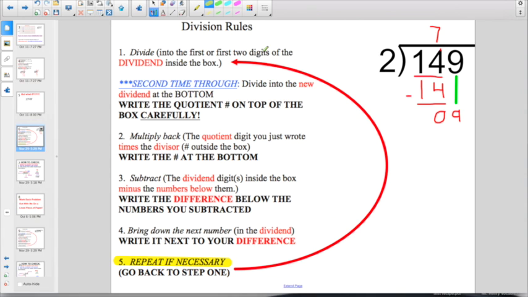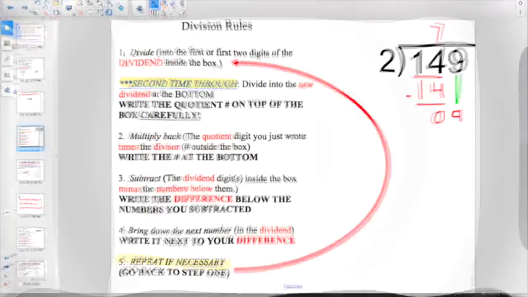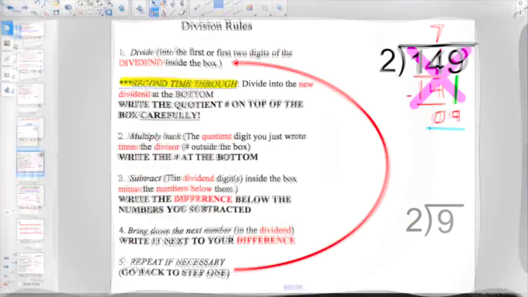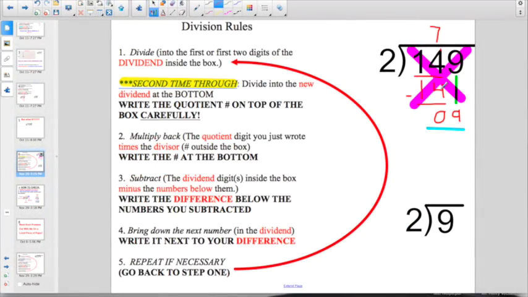Go back to step 1. Divide is step 1, but this is the second time through. And on the second time through, divide into the new dividend at the bottom. All this stuff we've done so far, you don't even have to worry about. All you are concerning yourself with is 9 divided by 2. Just think of it as 9 divided by 2. You just brought down your extra number and you're ready to divide again.